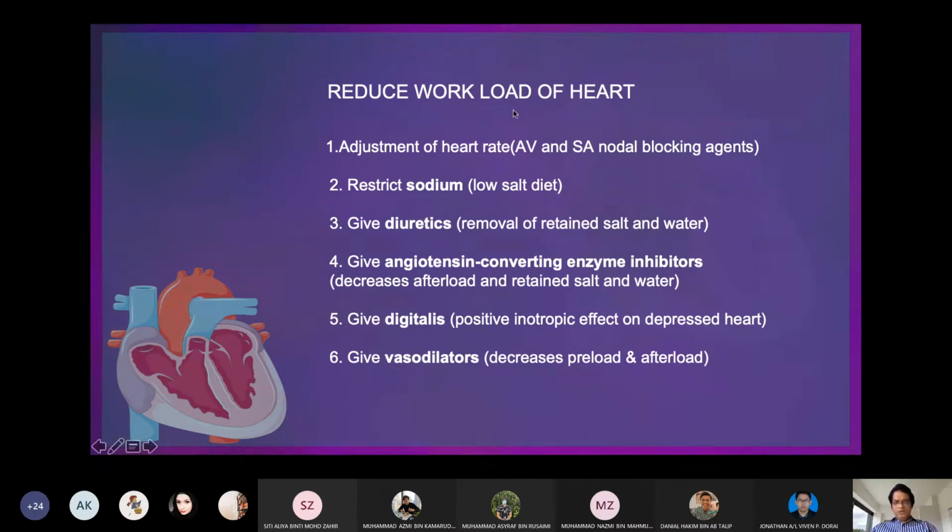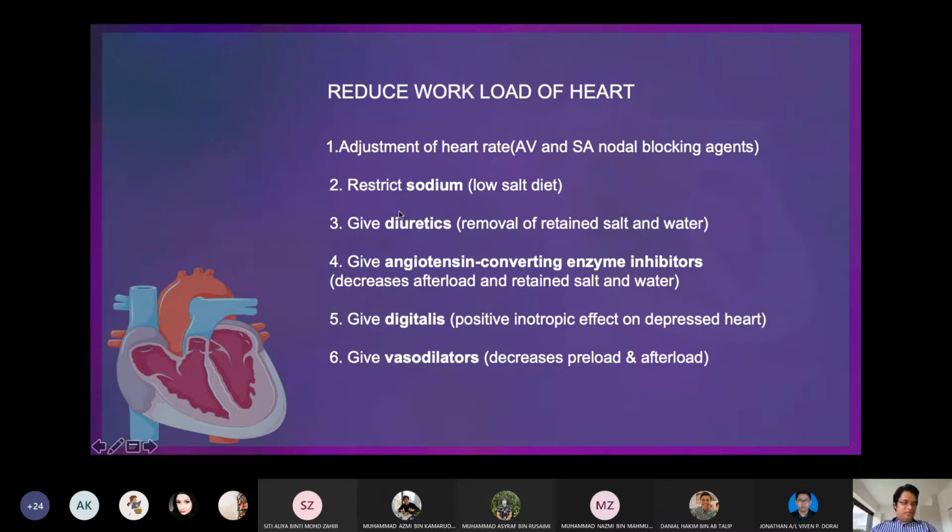Now, it is very assumable you have to really reduce the workload of the heart. So how to reduce the workload of the heart? Adjustment of the heart rate. Again, I'm telling when you are getting the patient, if bradycardia, you have to give stimulant drug to become normal heart rate. No objective to increase the heart rate, but rather we have to normalize the heart rate.